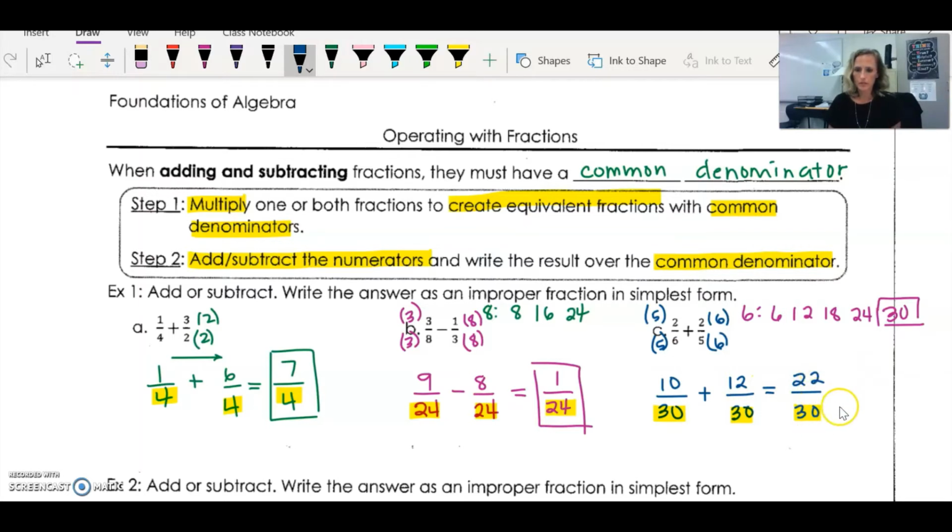Now these are both even numbers and they're both divisible by 2. So in order to simplify, I'm going to divide both numerator and denominator by 2. 22 divided by 2 is 11. 30 divided by 2 is 15. So 11/15 is the answer.